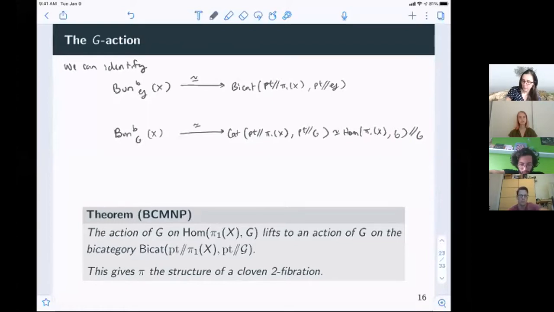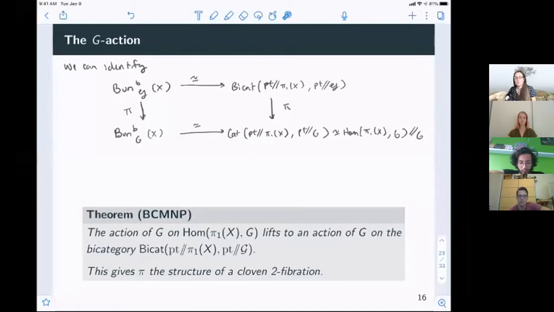So we've talked about how we have this forgetful functor pi. So we can construct the same functor over here, or a similar functor. But the idea now is that we have this G action happening over here, and so we should be able to lift that G action up here. So we actually show that that G action does lift. It's still a G action, to be clear, not a curly G action. And then that ends up giving pi the structure of a cloven 2-fibration.